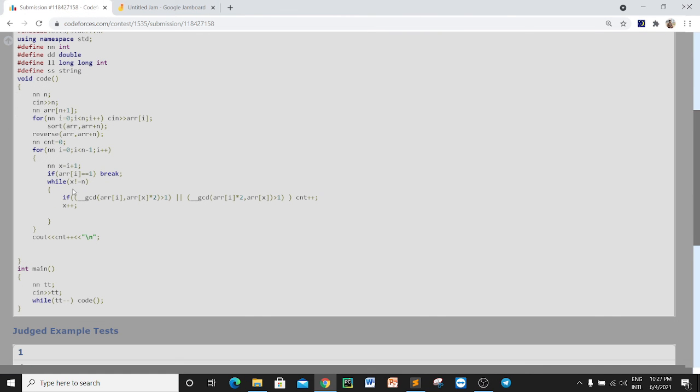Then I run a while loop, and in this condition you can see that I multiply 2 with the array x, or I multiply 2 with the array I, because J's value can be less than I. So I check the two conditions here, then I increment the cnt. After all of this I print the cnt. So I hope you guys get the point.